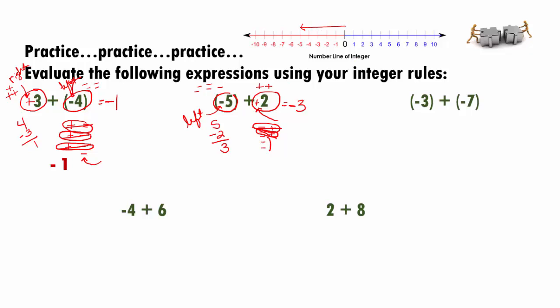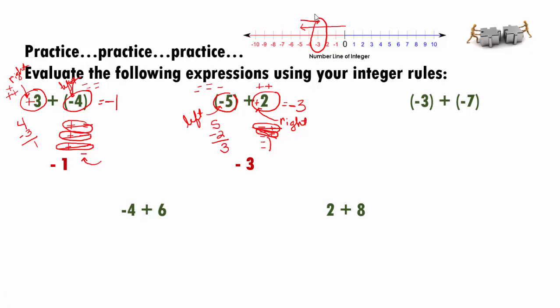There I go, left 5. Positive 2 means I'll move back to the right 2. So from there, I move back to the right 2 units. Yay, I end up at negative 3. So my answer there is negative 3. Again, pause or move on with me.